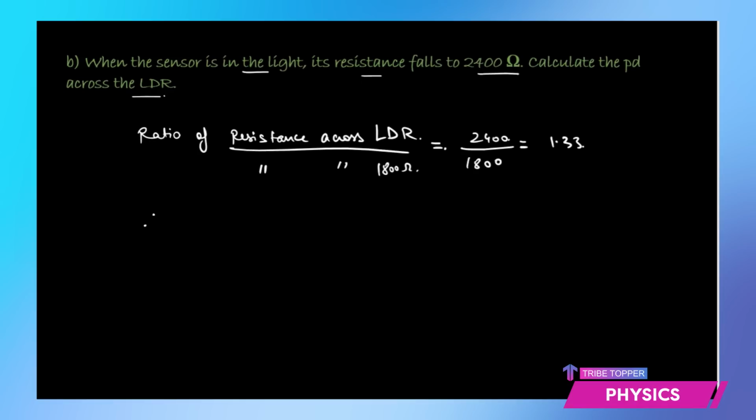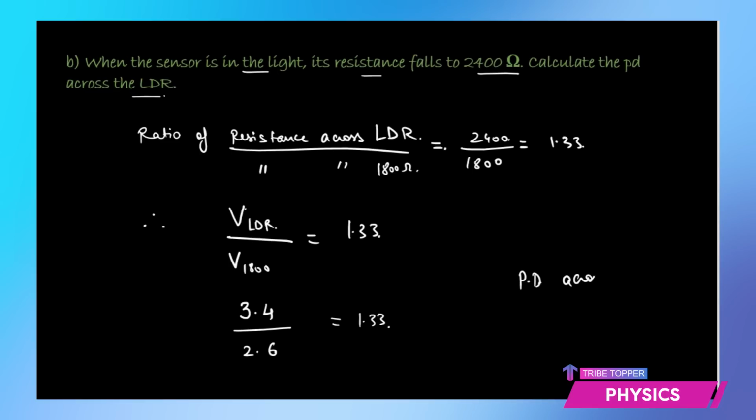1.33. Therefore, the ratio of the potential difference across the LDR upon the potential difference across the 1800 ohms should also be 1.33, and for that, the potential difference across the LDR would be 3.4, and the potential difference across 1800 ohms will be 2.6. So this ratio would also be 1.33. So the potential difference across the LDR should be equal to 3.4 volts, so that the total sum is still 6 volt, and the ratio is the same as the ratio of the resistances, which is 1.33.